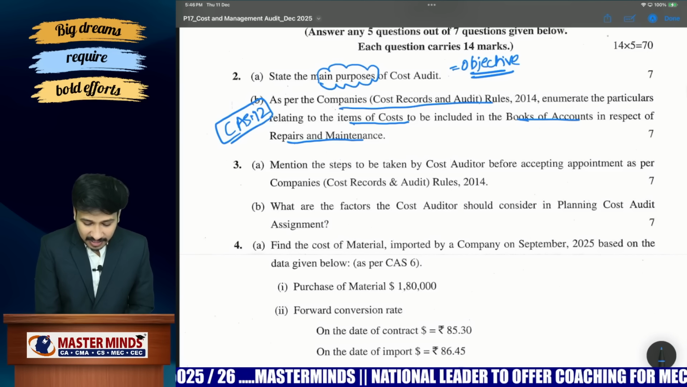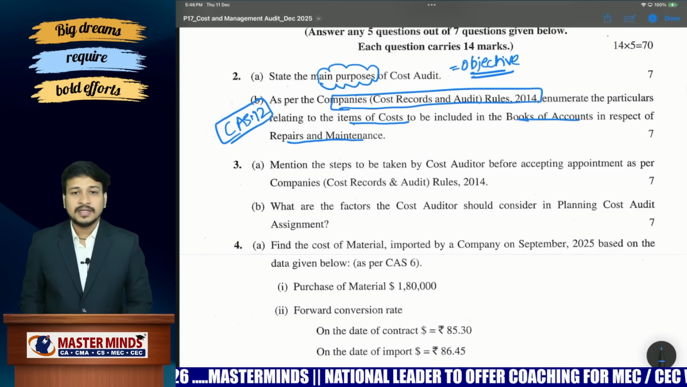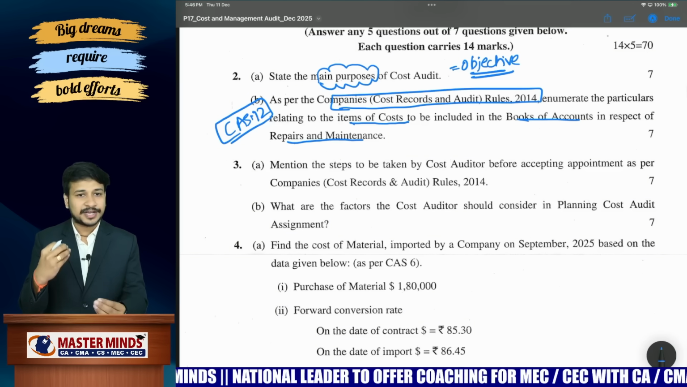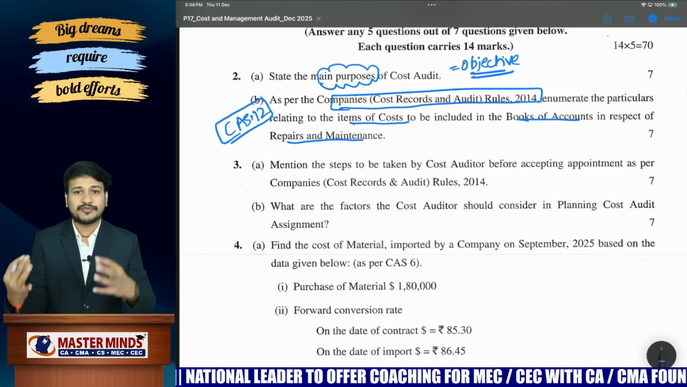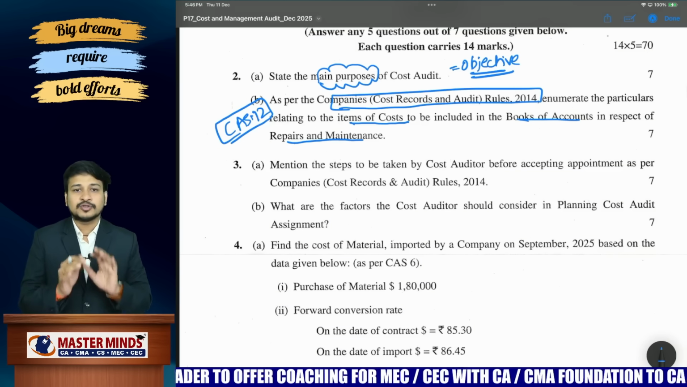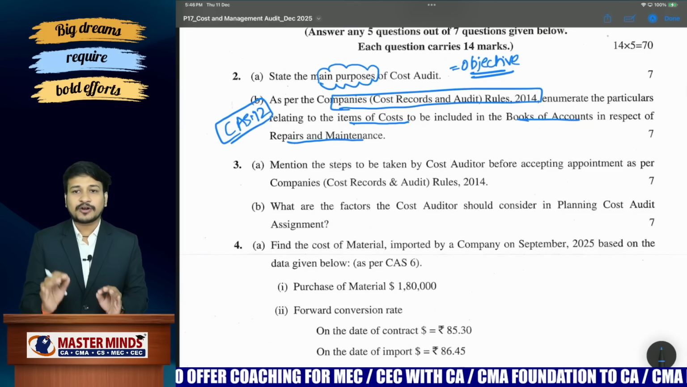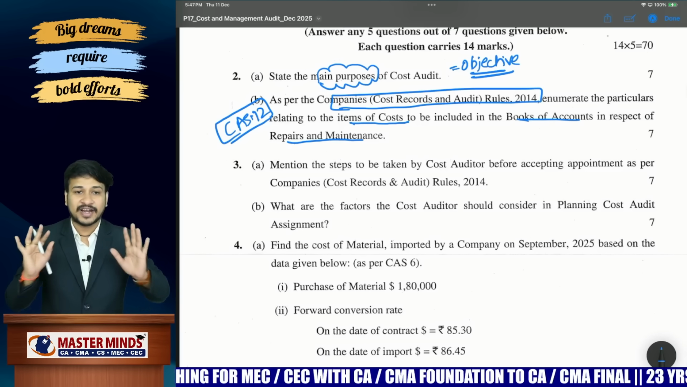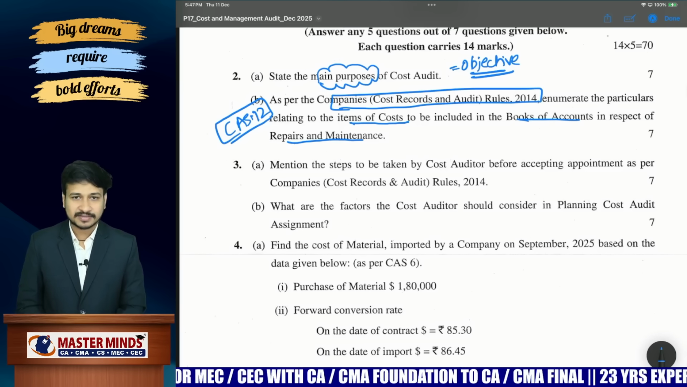As per CRAR, the Companies (Cost Records and Audit) Rules 2014, CRA 1, CRA 2, CRA 3 and CRA 4 were also forming part of CRAR 2014. So the exact question is about what costs are to be included under the head repairs and maintenance as per CRA 1. That is the actual question.